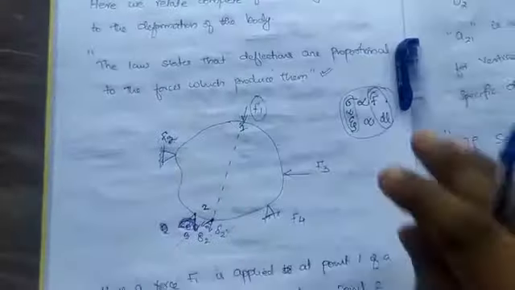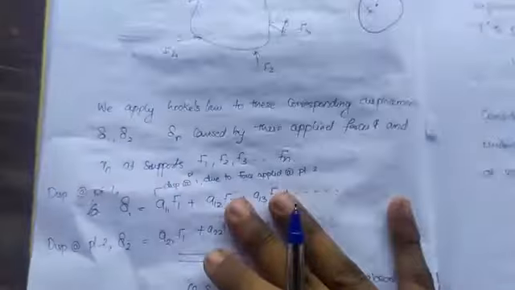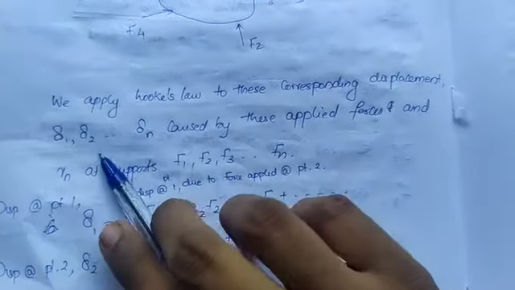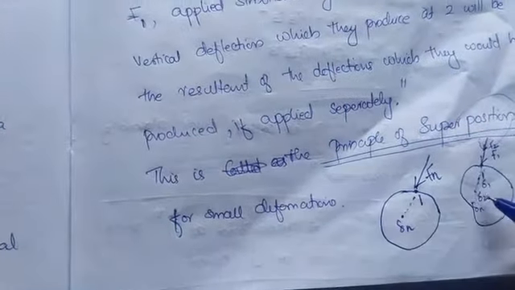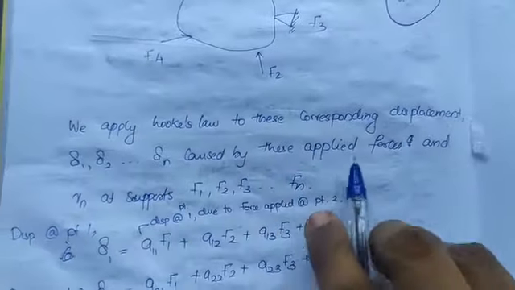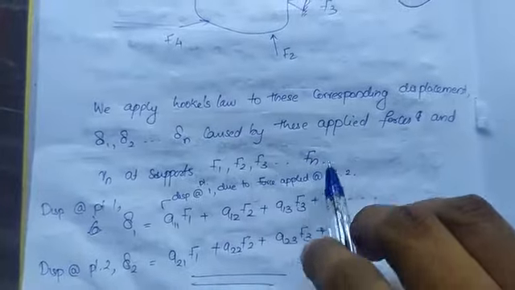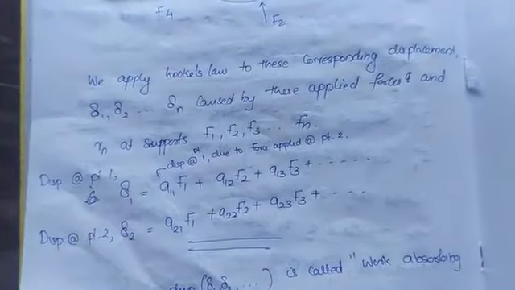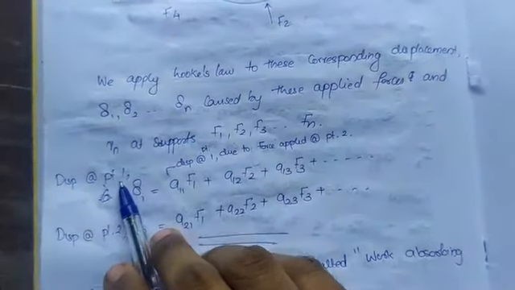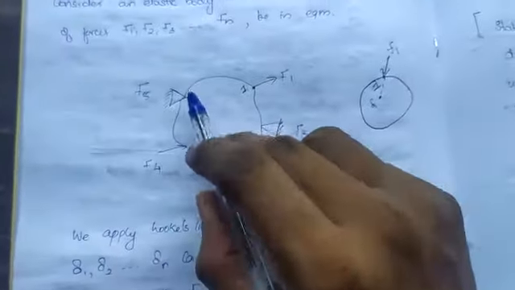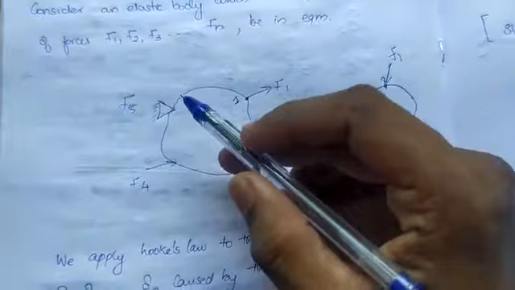So if we apply Hooke's law to the corresponding displacements delta 1, delta 2, up to delta n, as I have discussed here, they are caused by the applied forces F1, F2, F3, etc. up to Fn, and the reaction at supports. The displacement at point 1, and if there is another point 2, there also there are displacements.